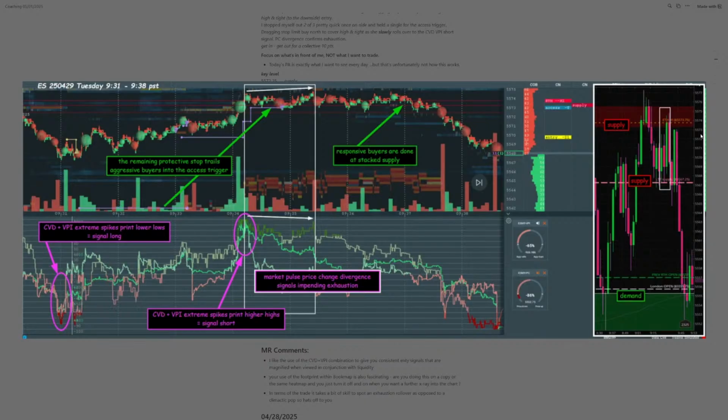Okay. And then talk a little bit about the trade management that you got set up here. Let me see here.